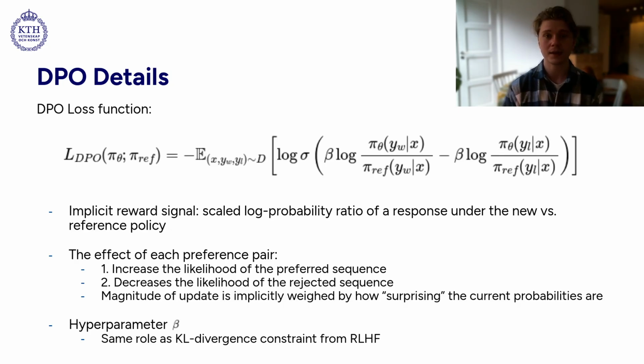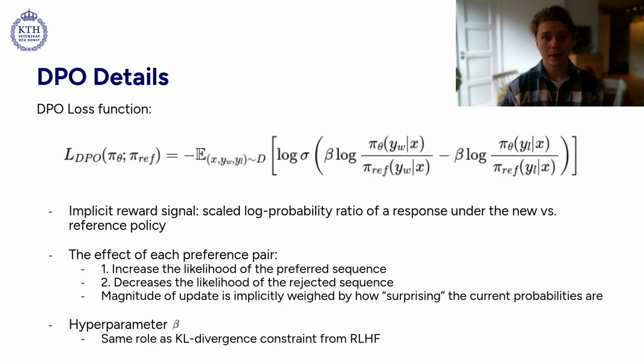Because if the model already assigns a high probability to the winner and a low one to the loser, the update is small. But if the result is surprising, i.e. the model assigns very wrong probabilities, then the update becomes bigger.